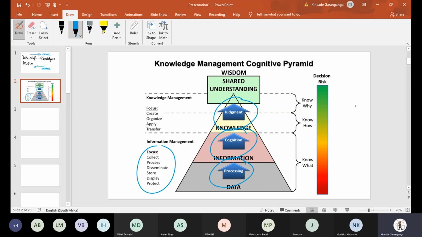So the moment you get something meaningful, as you can see, the decision risk, as we go up, your risk becomes a lot diminished if you're looking at it from a different point of view. But the moment you come down, it becomes a lot higher. Why? Because you can't make informed decisions, like I was mentioning earlier on.